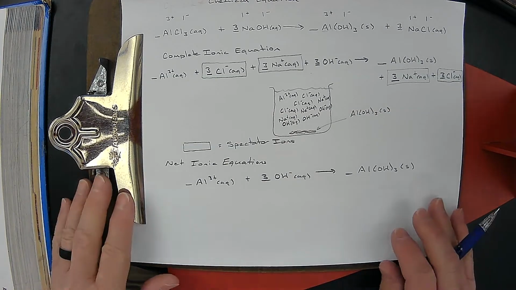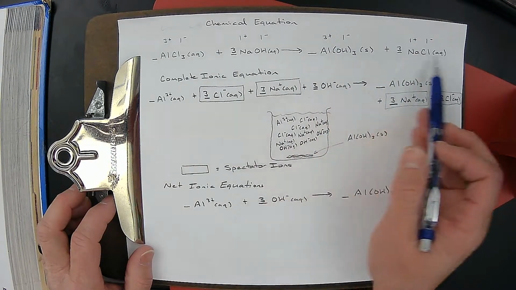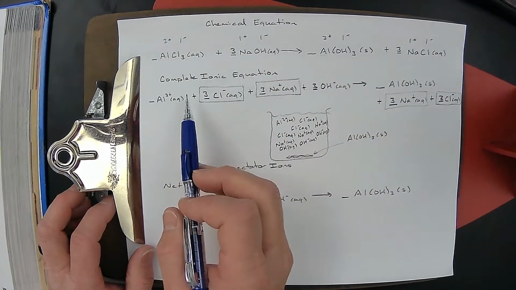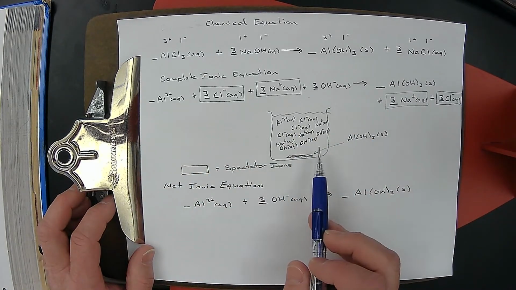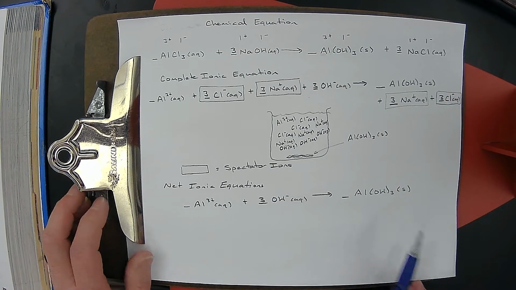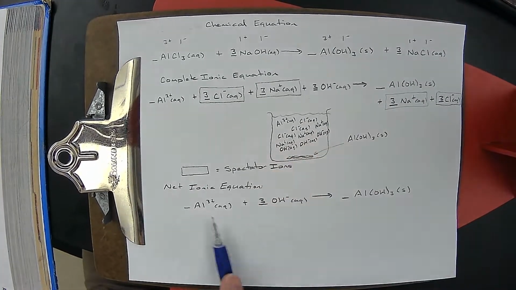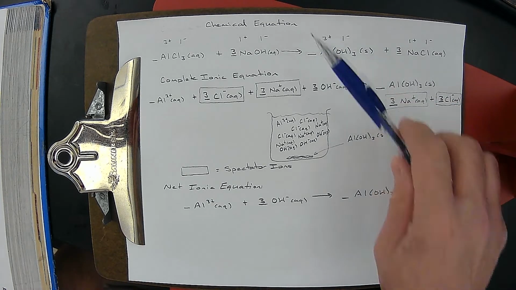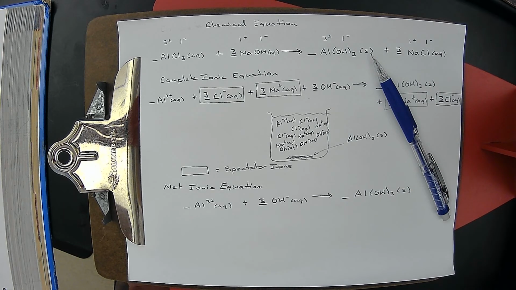There are 3 equations that we need to be comfortable with. The first is a chemical equation, which shows all the neutral species, all the neutral substances together. The complete ionic equation, which shows them as they exist in the solution. And then the net ionic equation, which shows what has changed during the chemical reaction. I hope this helps with chemical equations, complete ionic equations, and net ionic equations.